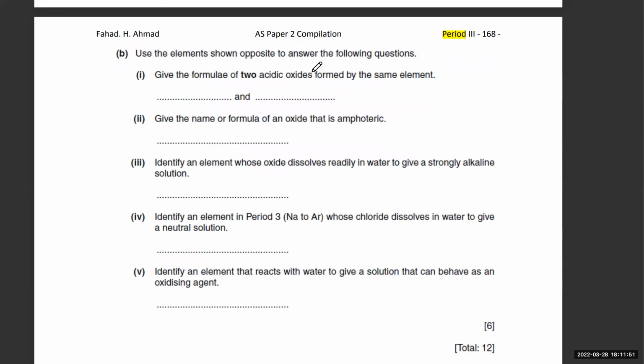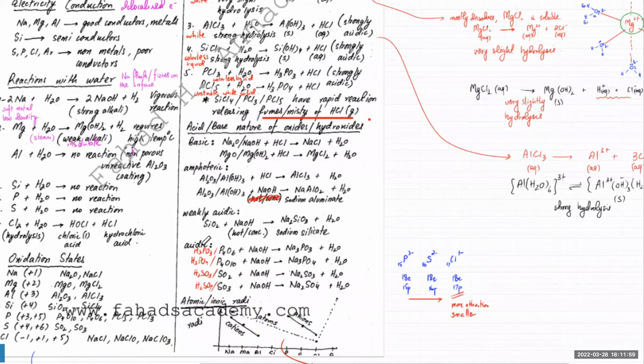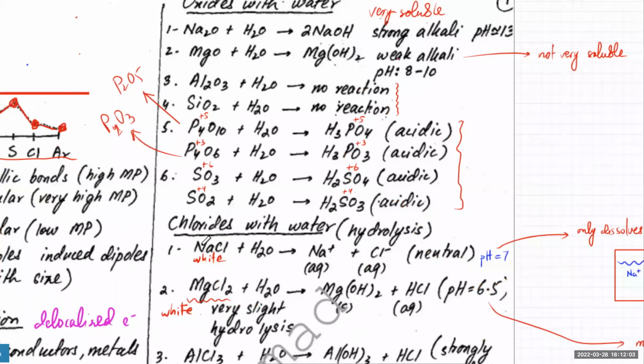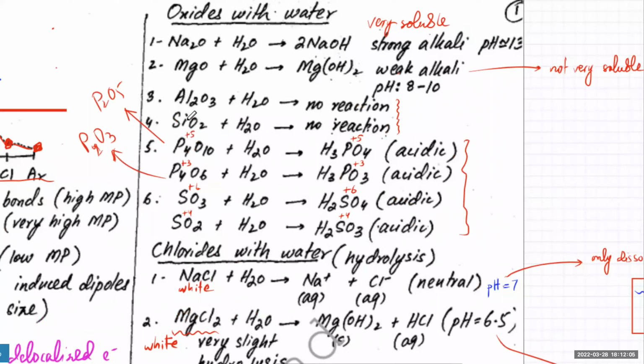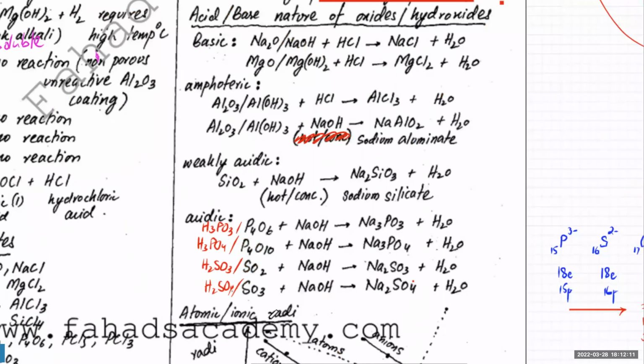Use the element shown to answer the following. Give the formula of 2 acidic oxides. Remember, non-metal oxides are acidic oxides. So you're not going to look at the whole periodic table. You're only going to discuss those oxides that are in your course. Below it is written acidic oxides or basic oxides here. So which ones are acidic? Phosphorus oxides and sulfur oxides are acidic. SiO2 is weakly acidic. So we're going to go with phosphorus and sulfur oxides.